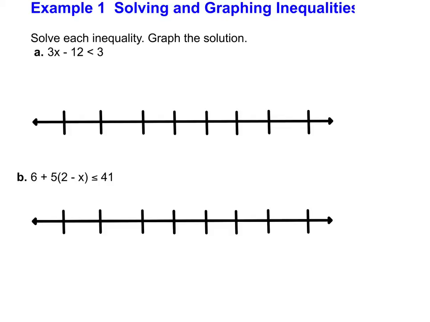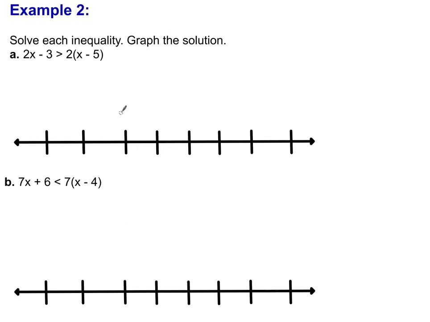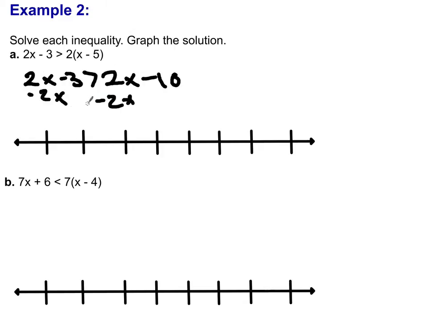Alright, example 2. Solve each inequality and graph the solution. Really similar, but it's slightly different, so don't just skip ahead. Okay, 2 times x and 2 times negative 5 gives you negative 10. Now let's get the x's by themselves. You subtract 2x from both sides, and this is what makes it different. Negative 3 is greater than negative 10. The x's are gone. Okay, we've simplified to something that doesn't have a variable in it.